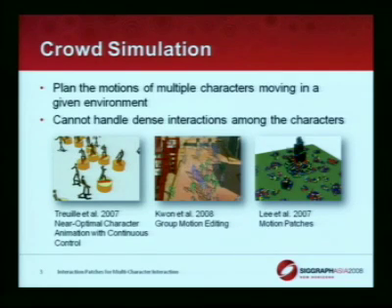And in 2007, Li et al. presented motion patches. The interactions are basically between the character and the environment, rather than between the characters, because the environment is static and is considered to be easier.